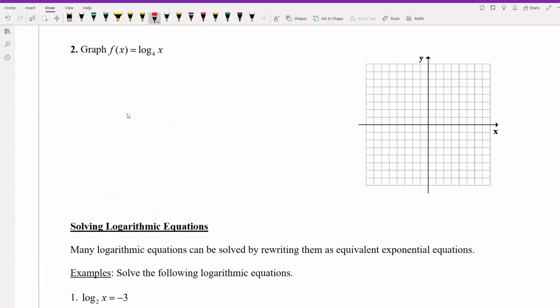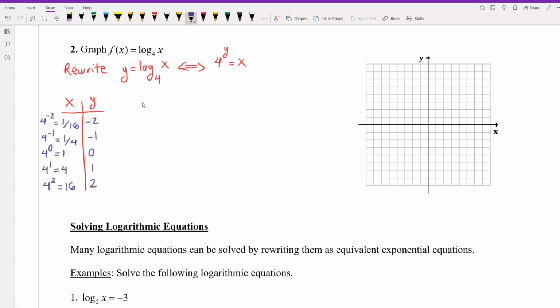Graph f of x equal to log x base 4. Rewrite this function, let y equal to f of x. So we have y equal to log x base 4, and writing in exponential form, we have 4 power y equal to x. And then here first plug in what we have for y. So I'm choosing to have -2, -1, 0, 1, 2 for y. And based on that, find x.